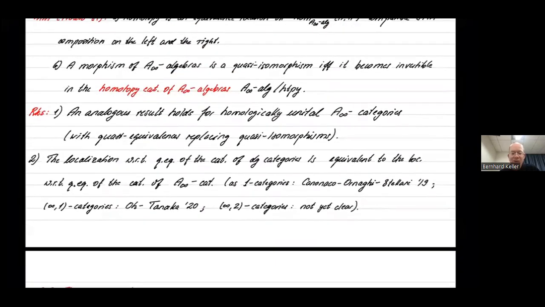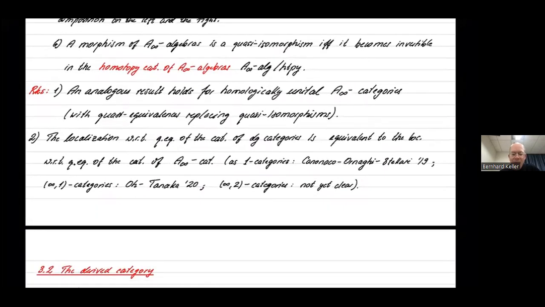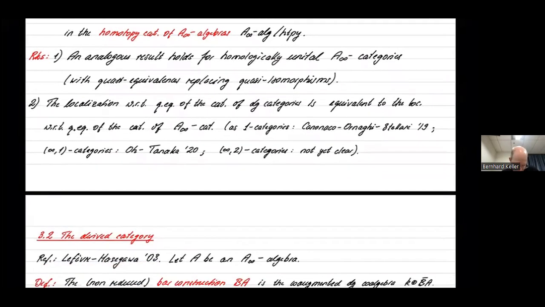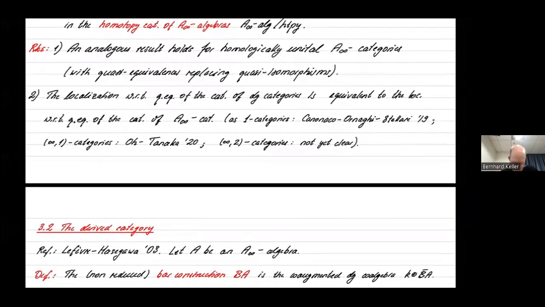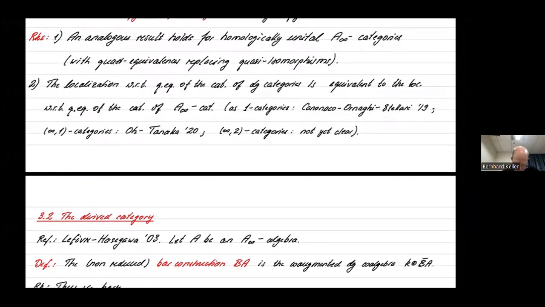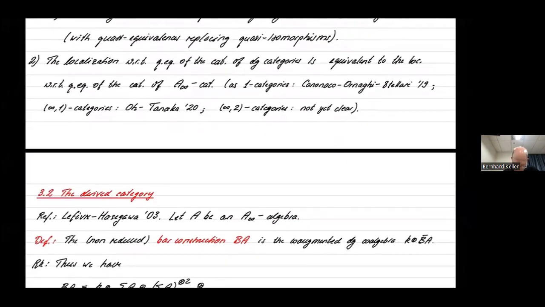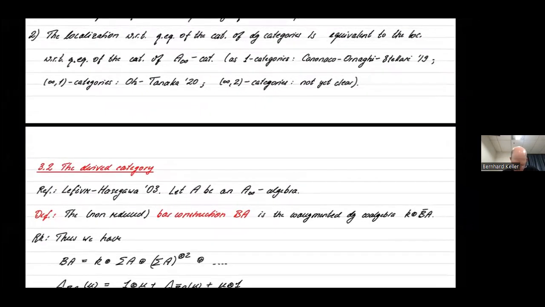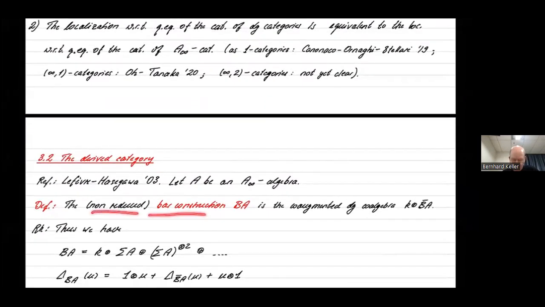Now let's look at A-infinity modules and their derived category. So the reference is the thesis of Kenji Lefèvre-Hasegawa, which you can find on the archive. Let's take an A-infinity algebra, and now let us consider the non-reduced bar construction.